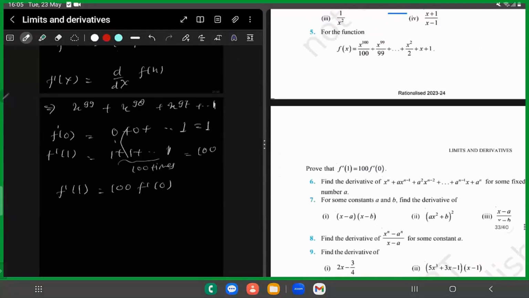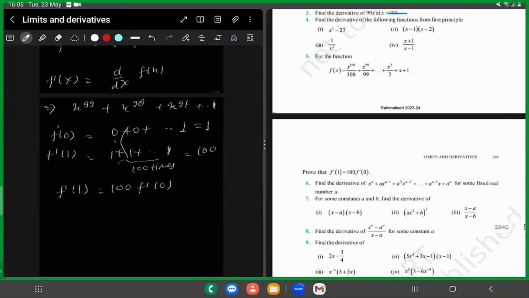And in the next question you have to find again the derivative of a polynomial. So there is nothing much to do in this question as well. In question number 6 you just have to apply the concept of derivative of x^n, n x^(n-1). It is given that a is constant, so our variable is basically only x. You just have to treat the a as a constant.